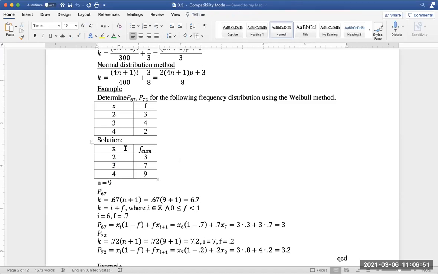Let's find the 72nd percentile. And so 0.72 times, well, 9 plus 1 is 7.2. So the integer part is 7, and the fractional part is 0.2. And so let's figure out 80% of the number in the 7th position plus 20% of the number in the next position, the 8th position. The number in the 7th position is 3. So 80% of 3 plus the number in the 8th position will be 4, plus 20% of 4. And so 80% of 3 plus 20% of 4 is 3.2.